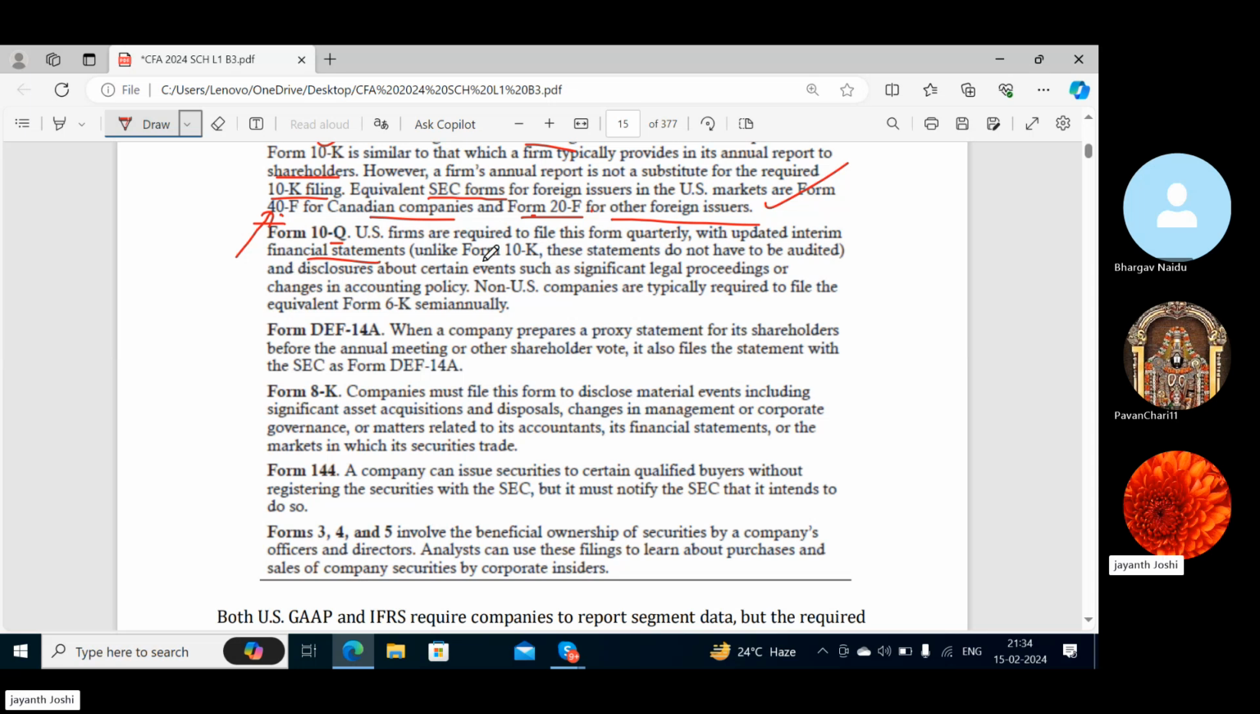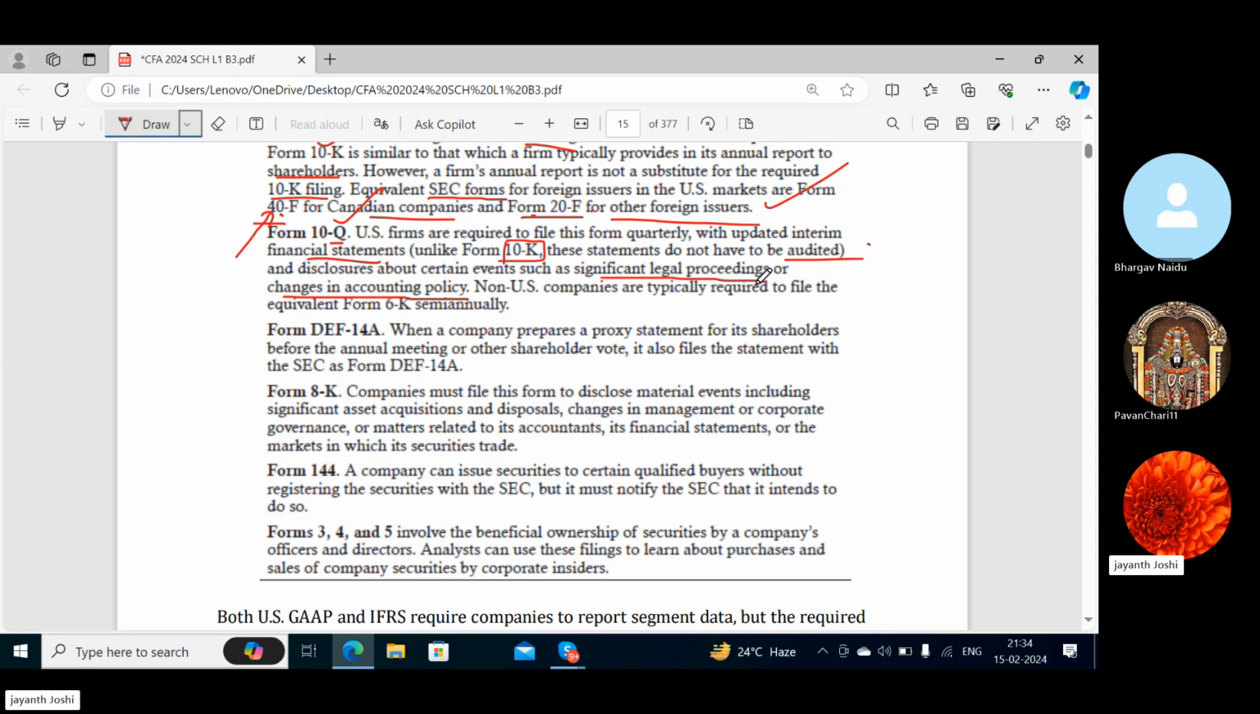Okay, 10-K is the form which is annual, right? But these are quarterly, so they need not be audited. Of course, audit is something which happens at the end of the year. There is a lot of cost involved in audits, so that happens at the end of the year. And disclosures about certain events, such as significant legal proceedings or changes in accounting policy, have to be disclosed.